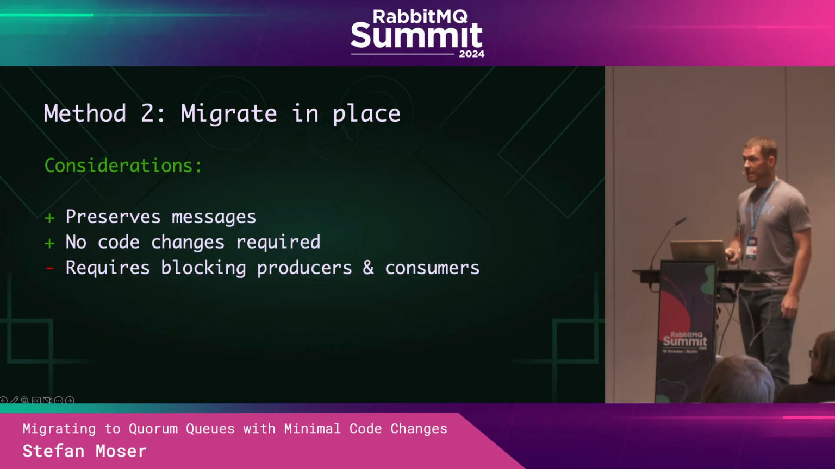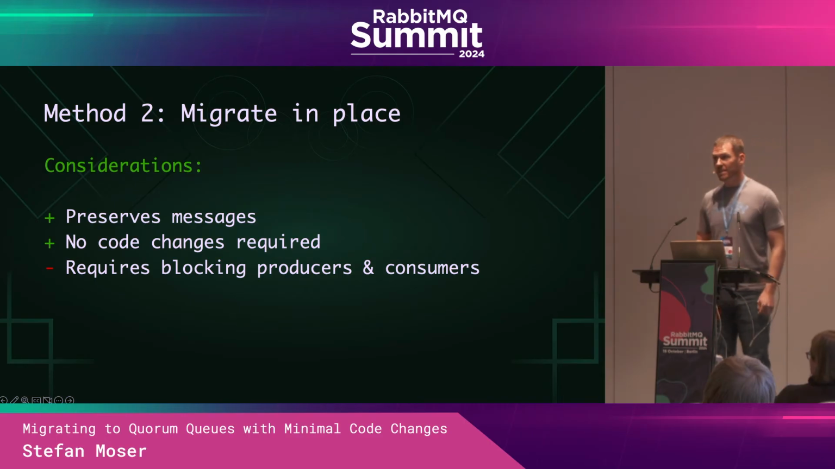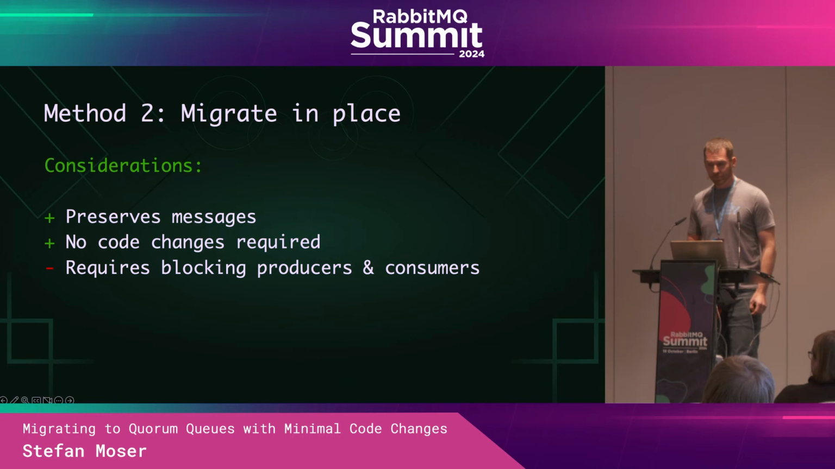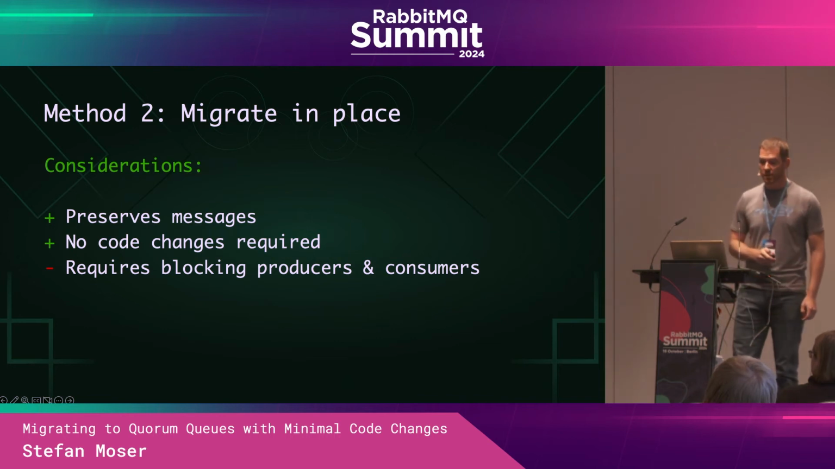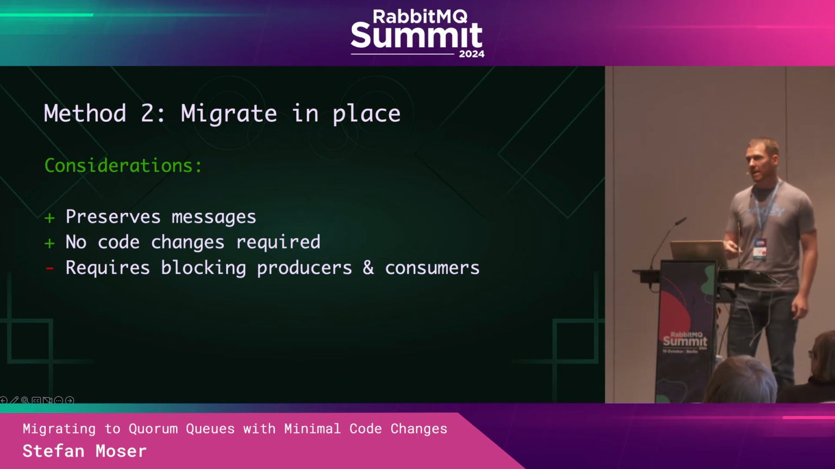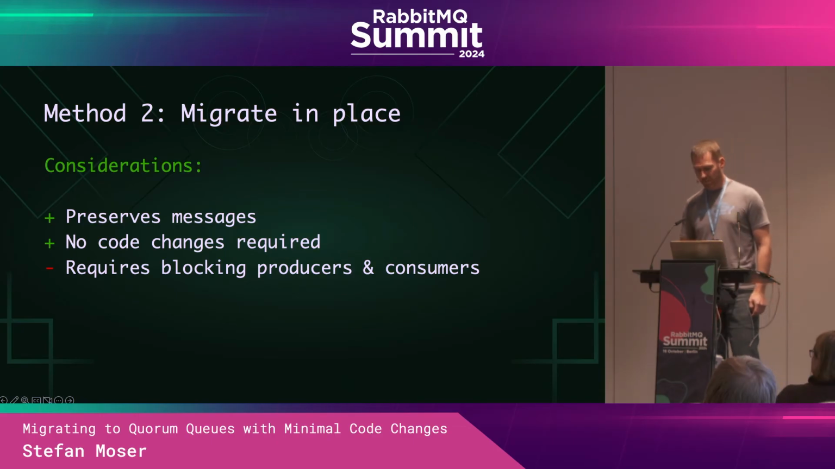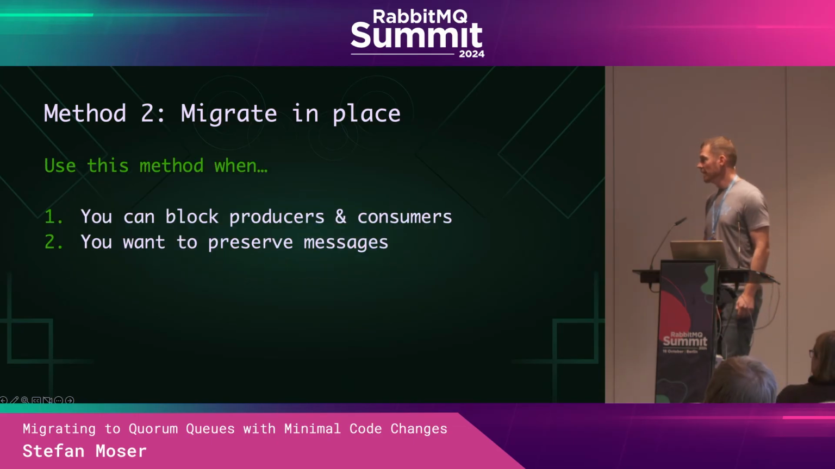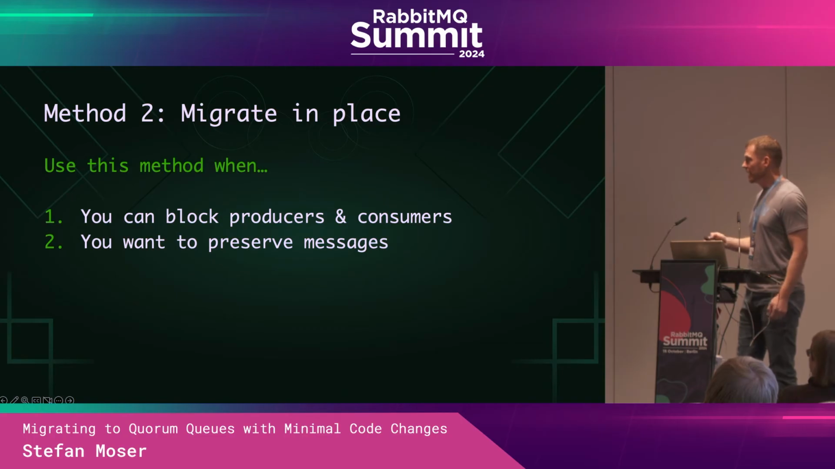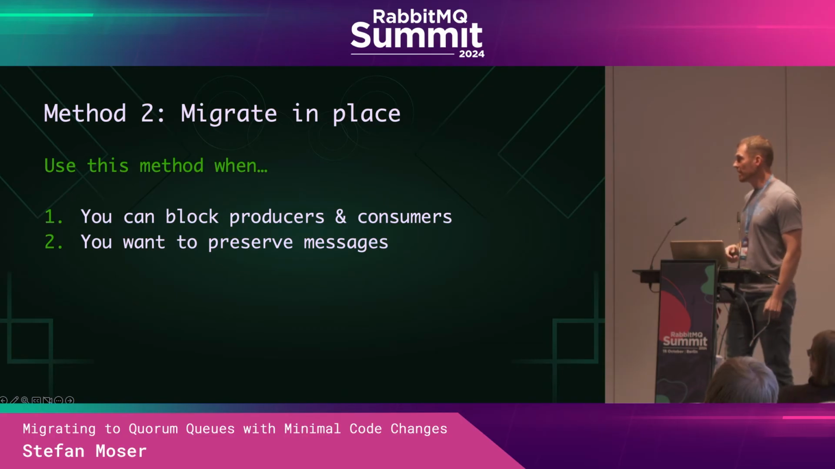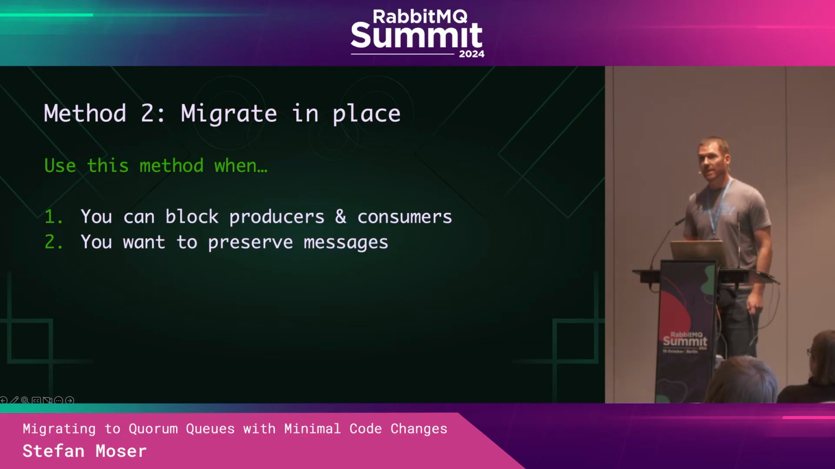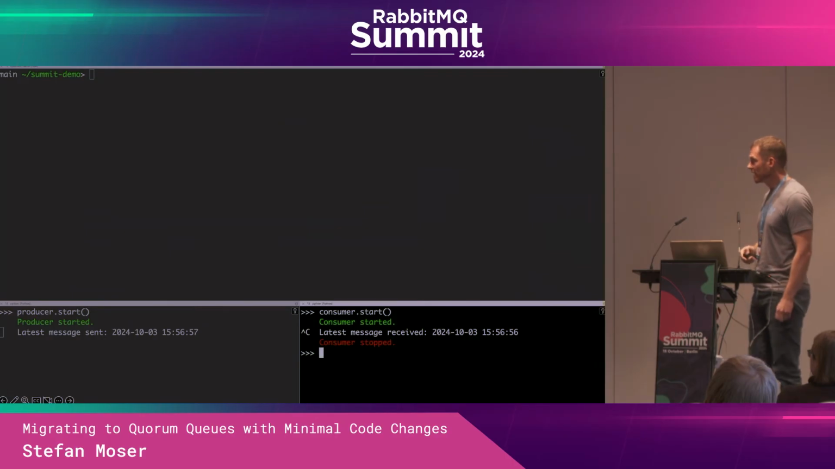So some of the considerations: yay, we get to preserve our messages. Assuming that our messages are actually valuable, we get to keep them. Again, we can accomplish this one with no code change, but it still does require that period of time where we're blocking the producers and the consumers. So again, you'd want to use this one if it's okay to block producers and consumers for a bit, and you have enough messages that you want to preserve them. It's going to be a little bit more complex than the last one. So let's look at it in action.